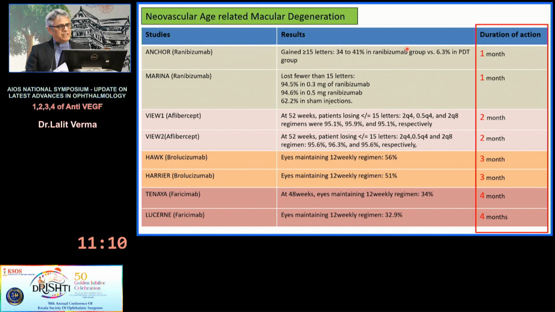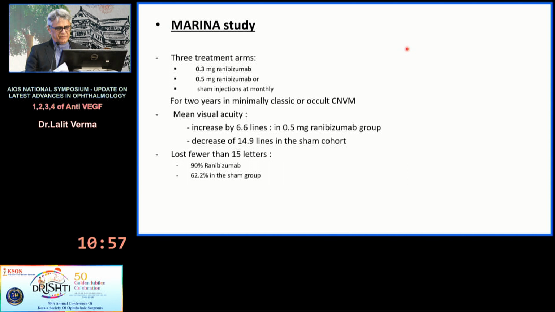These are the various studies based on which a lot of these molecules got approval in nAMD: ANCHOR, MARINA, VIEW 1, VIEW 2, HAWK and HARRIER, TENAYA and LUCERNE. And on the right side, I have listed 1, 2, 3, 4 of all these anti-VEGF injections. I will not go through MARINA and ANCHOR.